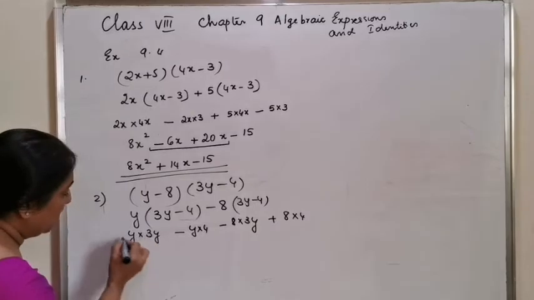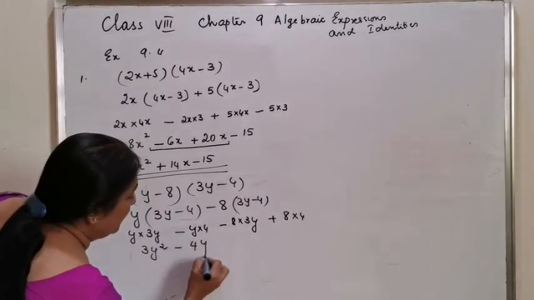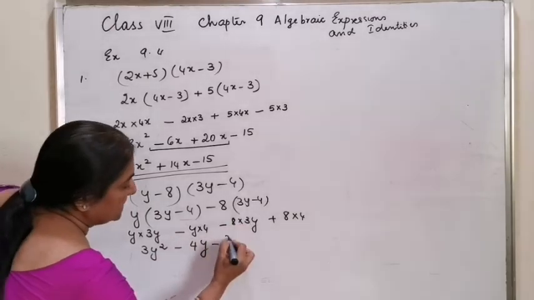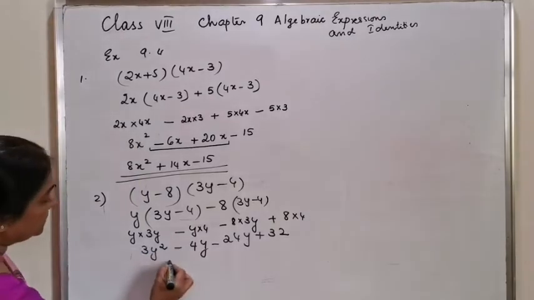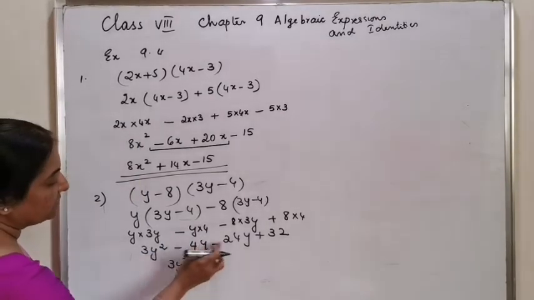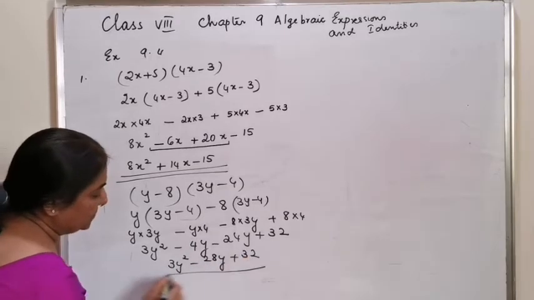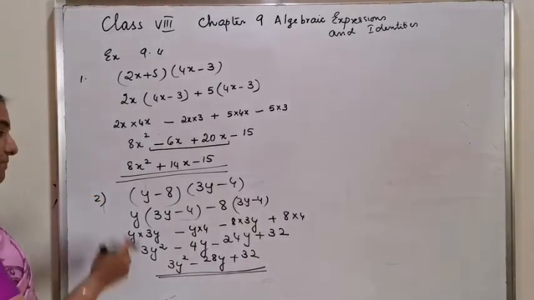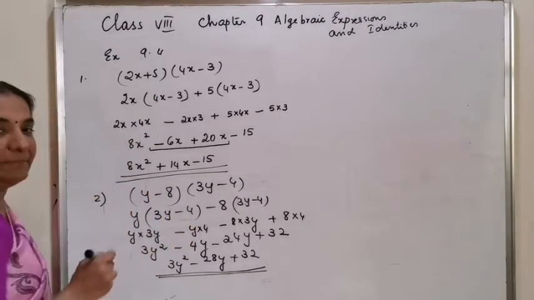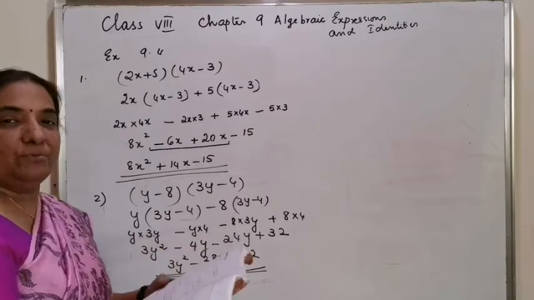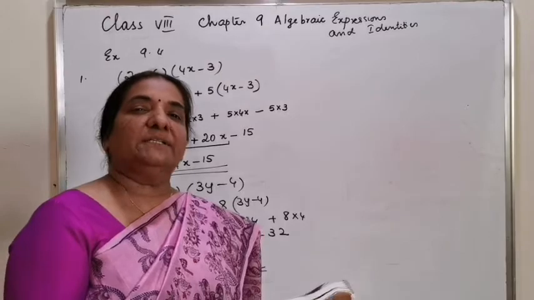Next, 1 into 3, that is 3y square, minus 4y, minus 8 3s are 24y, plus 32, or 3y square minus 4 minus 24 is minus 28y plus 32. There remains the answer. Now, if you are thorough, you can avoid this step, you can directly multiply. But let's continue 2-3 sums in the same procedure, then later on we can do it directly.